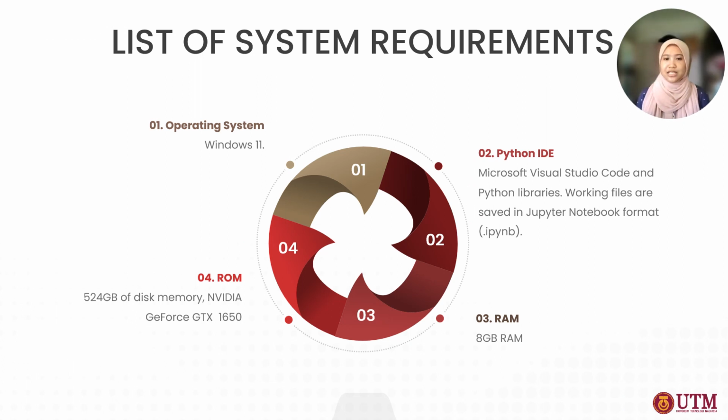The next one is the list of system requirements. The first one is the operating system that will be used, which is Windows 11. Number 2 is Python IDE: Microsoft Visual Studio Code and Python libraries will be used, and working files are saved in Jupyter Notebook format, which is IPYNB. The RAM that will be used is 8 GB, and the ROM is 524 GB of disk memory, with an NVIDIA GeForce GTX 1650.